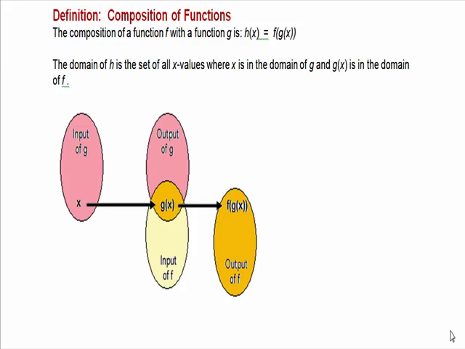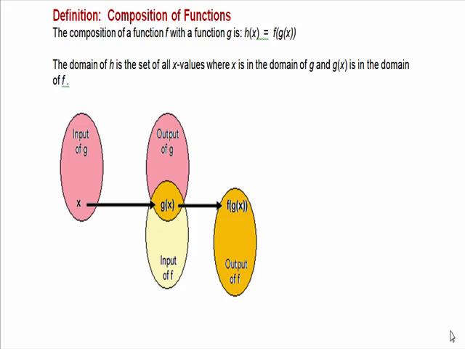Let's now take a look at the definition of composition of functions. So the composition of a function f with a function g is written as, and I'll give it a new name, h of x. So it's written as h of x equals f evaluated at g at x. Remember, that's our notation. That's going to be our initial definition, where what we're going to do is substitute g into the function f.